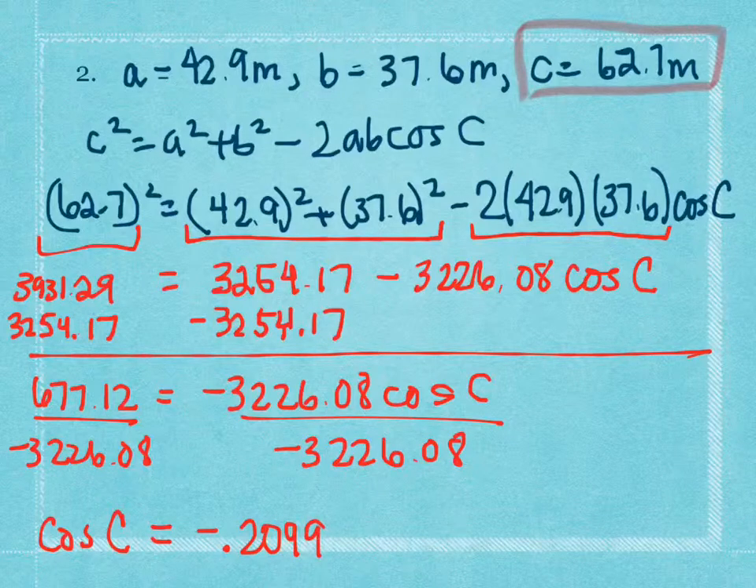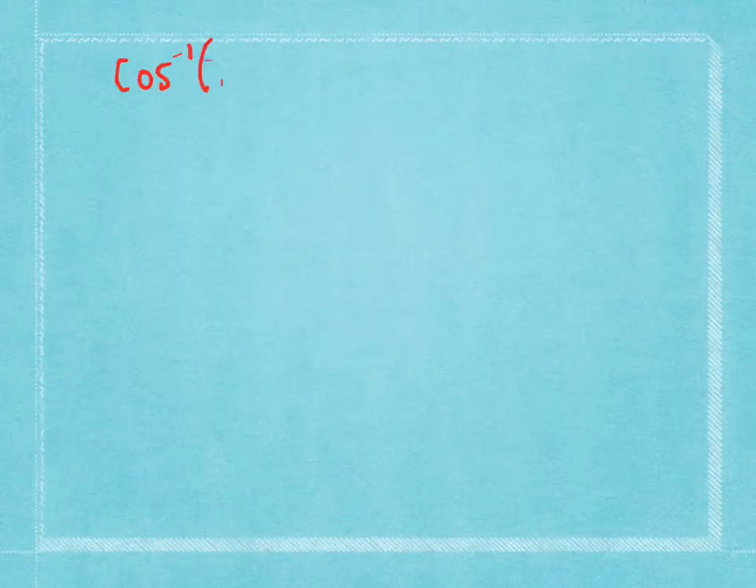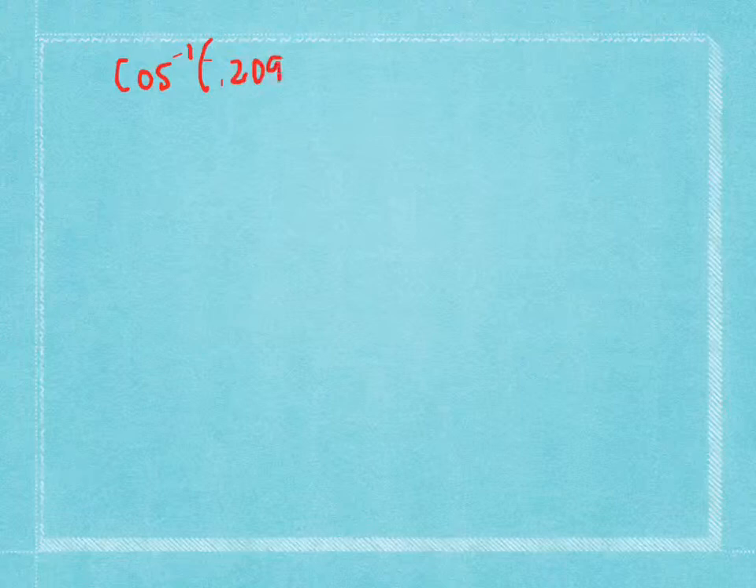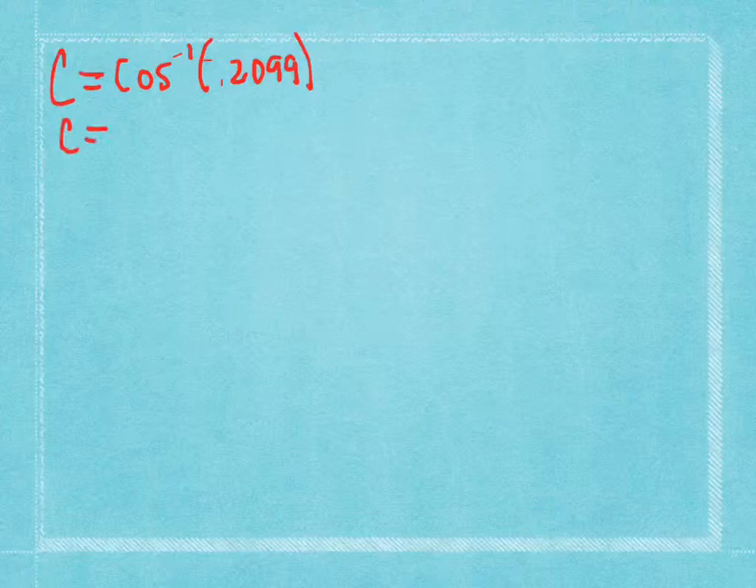Okay. So Lauren's giving me all her values. Did someone else have those values as well? Okay, I'm getting nods too. Awesome. All right, so then how am I going to find angle C? Inverse cosine. Inverse cosine, you got it. So I'm going to do cosine inverse of that negative 0.2099. And what do I get for C?